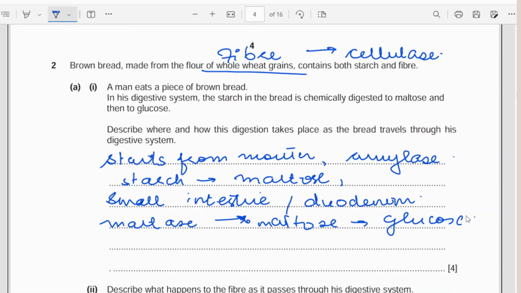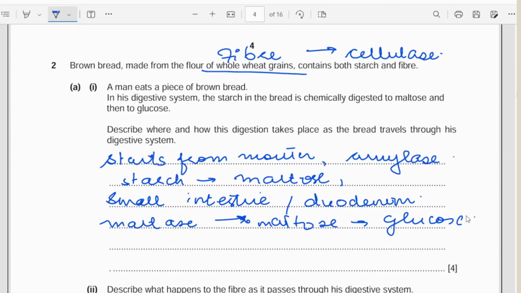Okay, so if such a question is given, then you have to write the whole thing, like you have to mention the pH as well. Here they have asked only where and how, so there's no need to mention the pH or any other condition required. But if a very general question is given, like how it's digested or how it moves through the alimentary canal, then you have to give all parts.